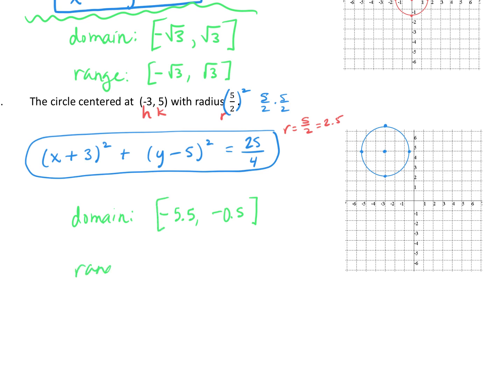Our range, the smallest value of our range is going to be down here. We can see it's up 1, 2, and we were at the halfway point. So it goes from 2.5 all the way up to, let's see, here we're at 5, 6, 7.5. So up to 7.5. And there's our range.